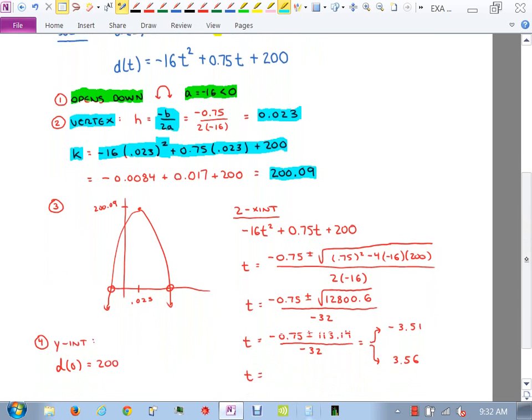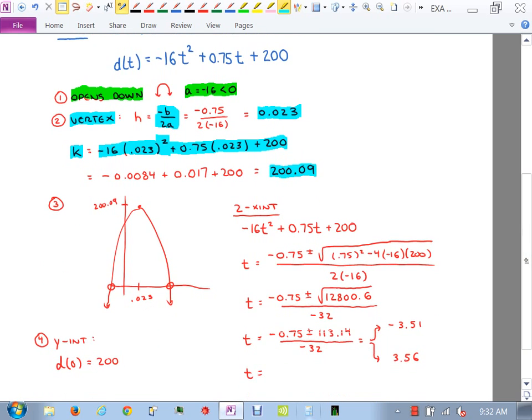Then you go and you draw a quick sketch. You plot your vertex. It opens down. You should have two x-intercepts. You set this thing equal to 0. I forgot to put equal 0 here. So you set this equal to 0. Then I use a quadratic formula.